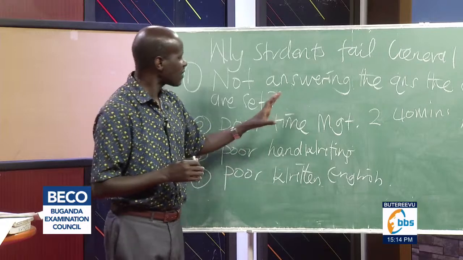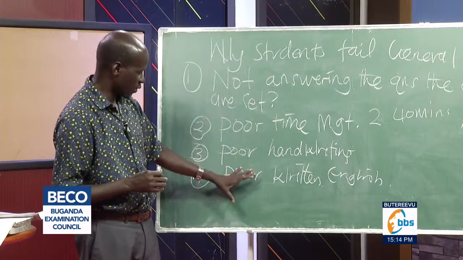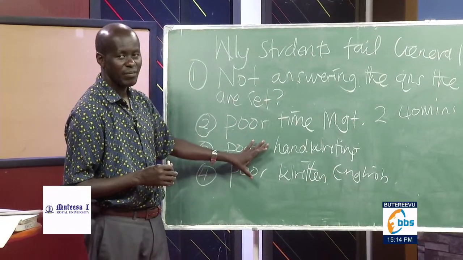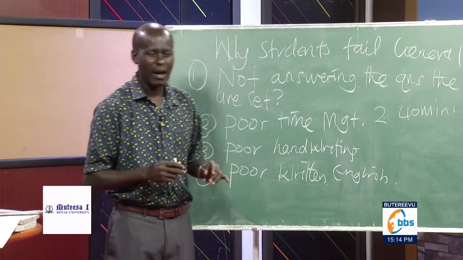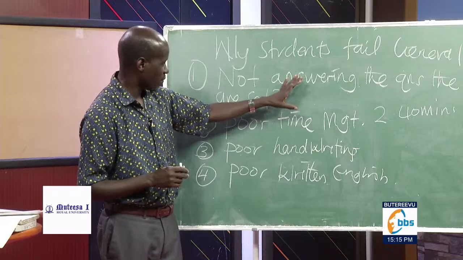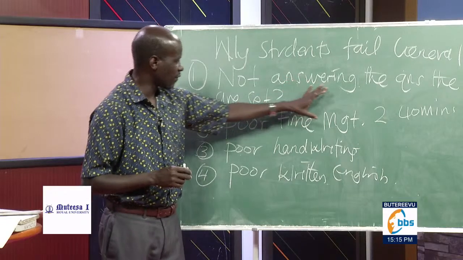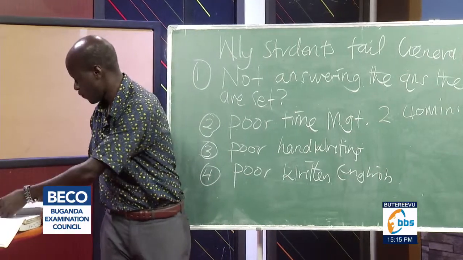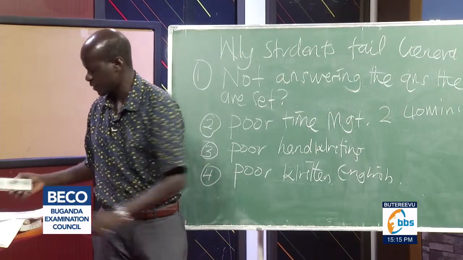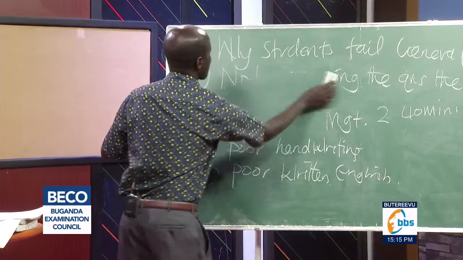Now, after having looked at these 4, there are many other reasons, but these 4 are the key. Now, I want to address how this failing rate can be addressed. How can we address the problems above?